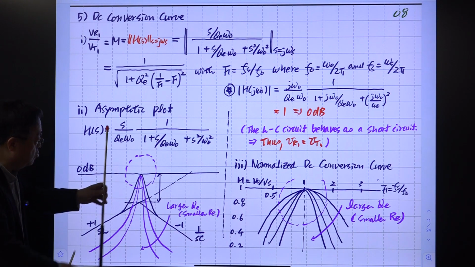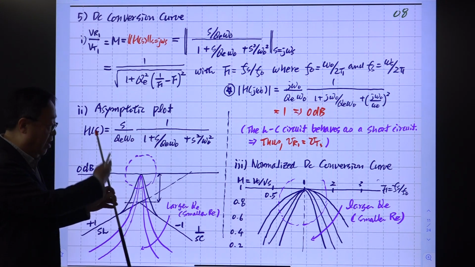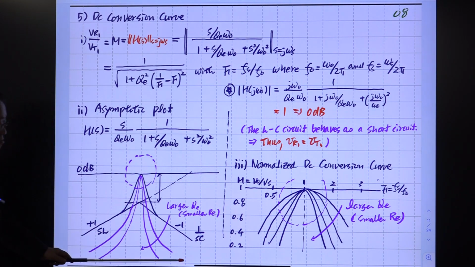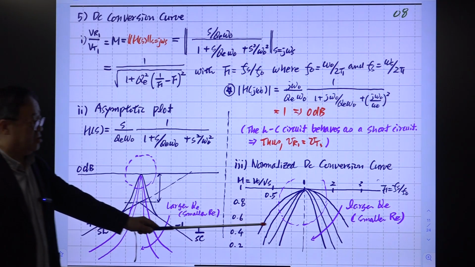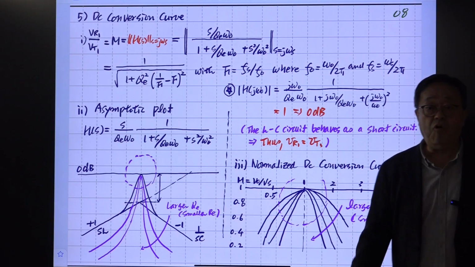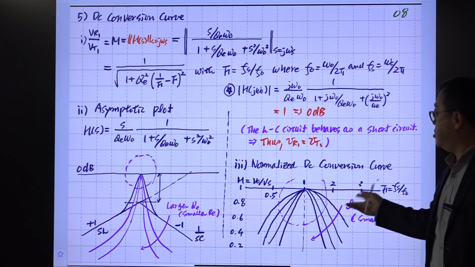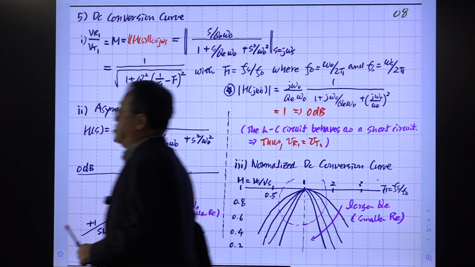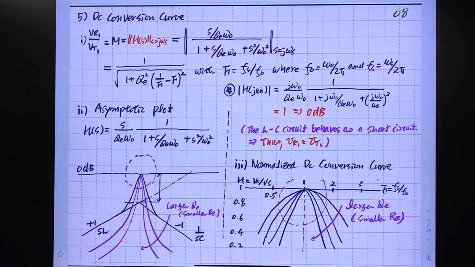Okay? Then you need to go through this. Then the gain will be reduced. This is in dB scale. This is in linear scale. Right? How accurate is this one? How accurate this approximation is, is shown here.